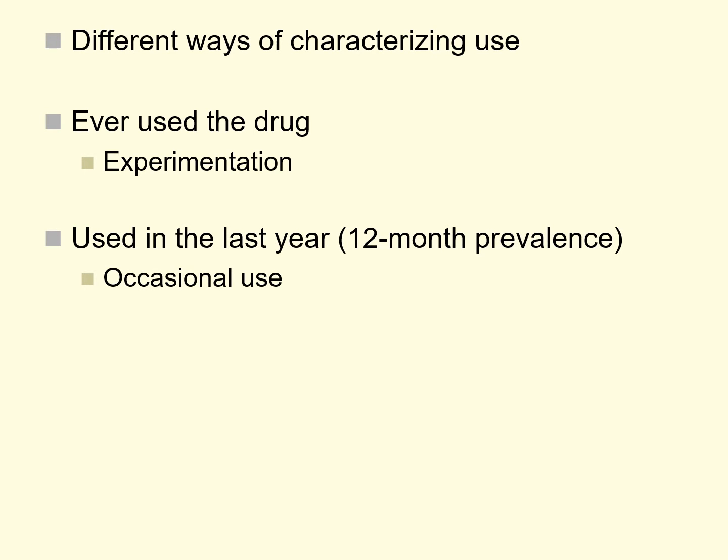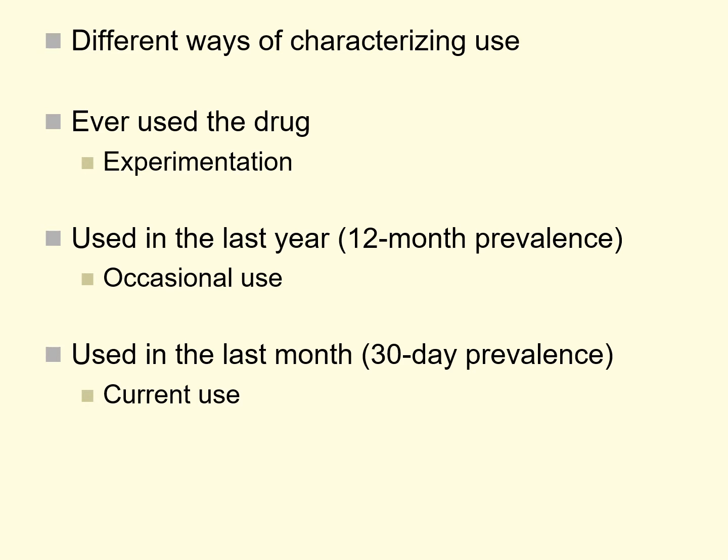They ask for the same drugs. Have you used that drug in the last 12 months or in the last year? This is called the 12-month prevalence. This is also sometimes called occasional use. So have you used cocaine in the last 12 months? Have you used nicotine or tobacco in cigarette form in the last 12 months?